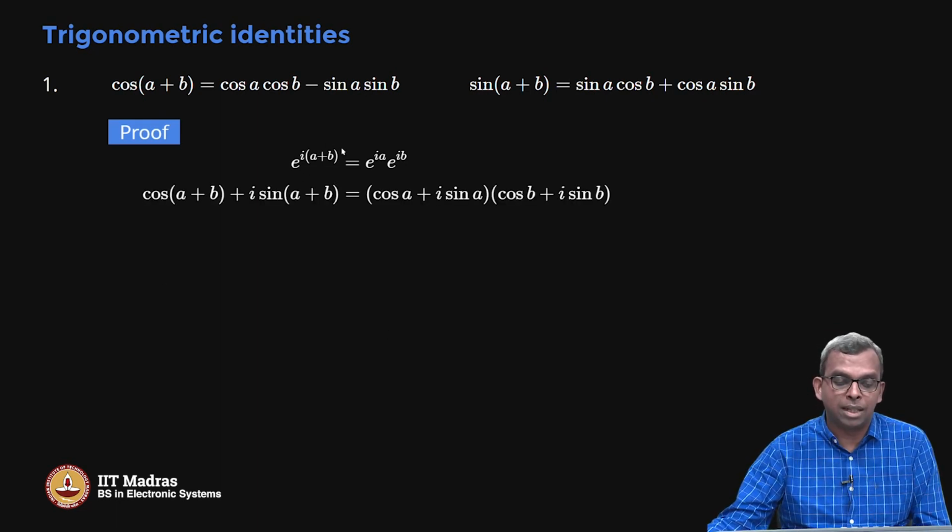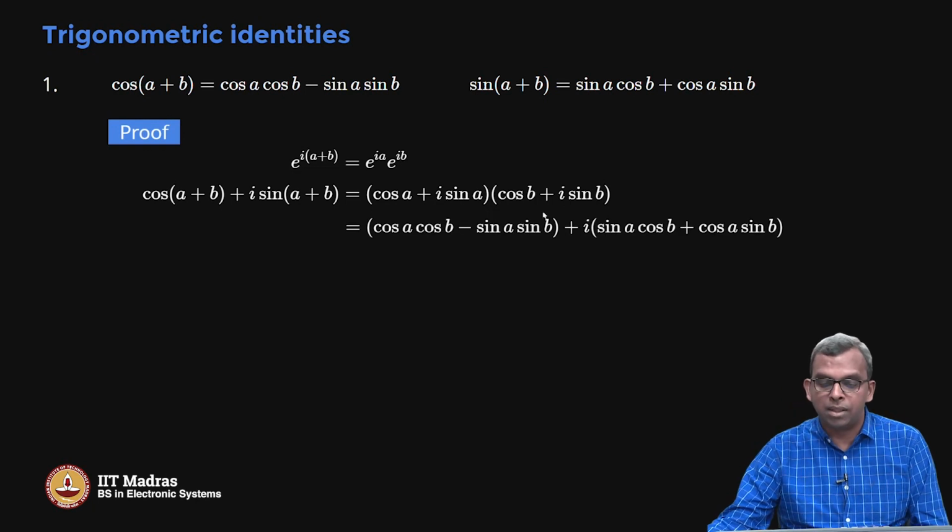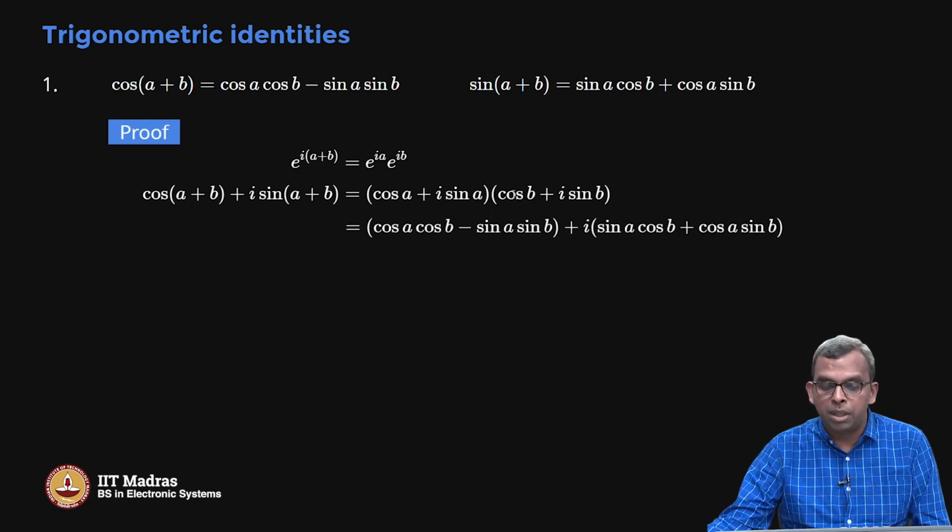Now e power i theta is cos theta plus i sin theta. You use that here. Now you have a natural product here, you can multiply these two. You get cos A cos B, and then i into cos A sin B, and then i into sin A cos B, and then i squared into sin A sin B. Now i squared becomes minus 1, so you just get a minus here.